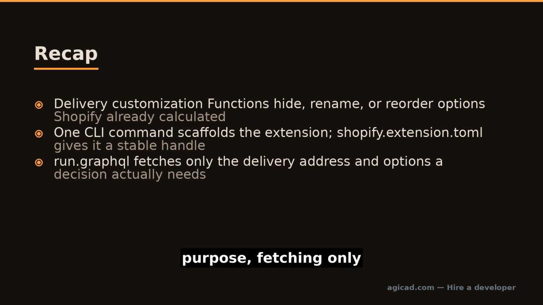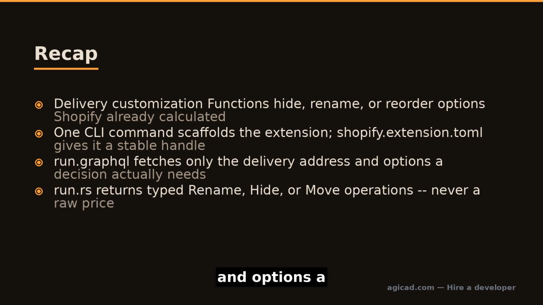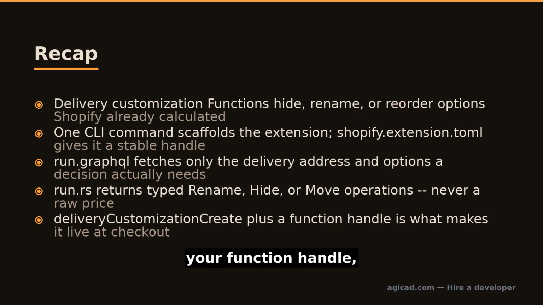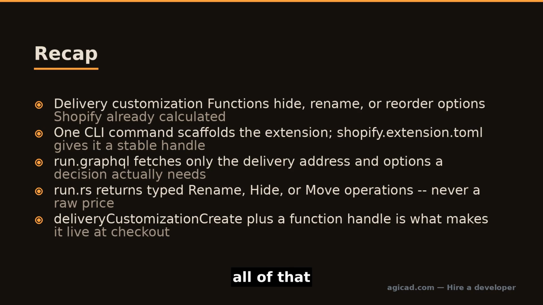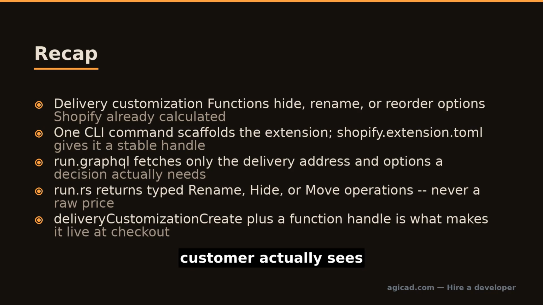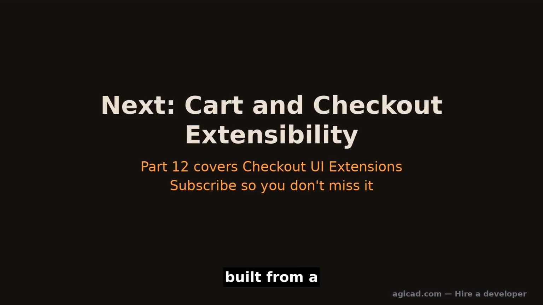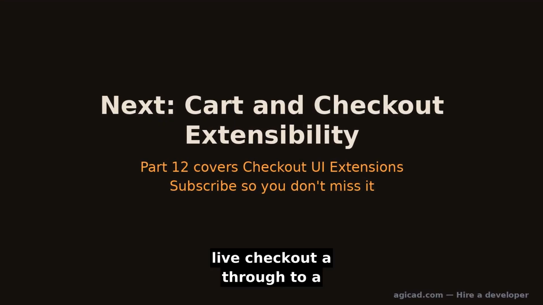The Rust logic returns typed operations: rename in today's example, but hide and move exist on the same enum for the same purpose. And a real delivery customization create mutation, pointed at your function handle, is the one step that turns all of that into something a customer actually sees at checkout. That's a complete delivery customization function, built from a single CLI command through to a live checkout, using nothing but Shopify's own current tutorial source.